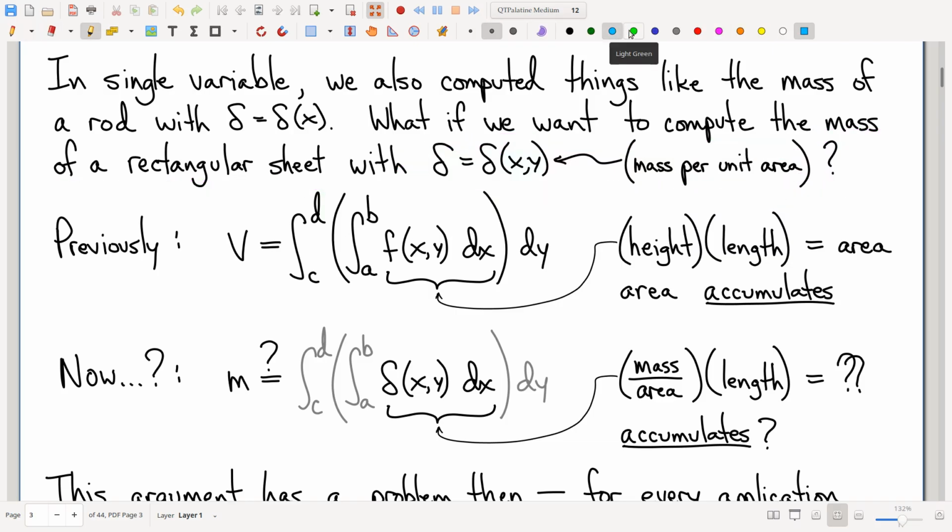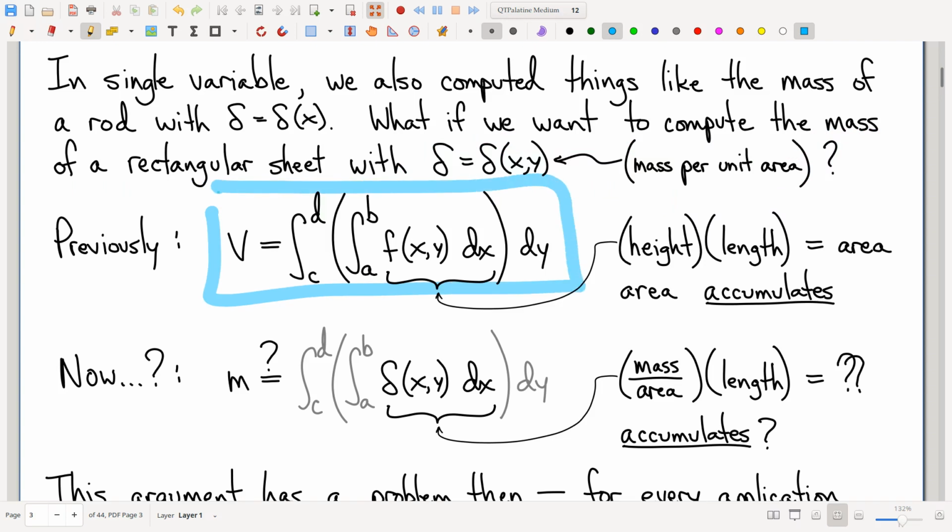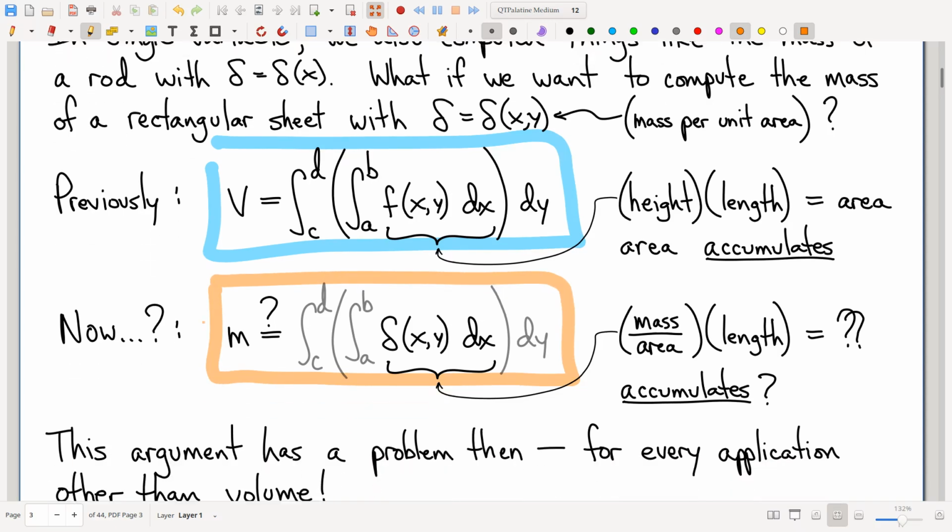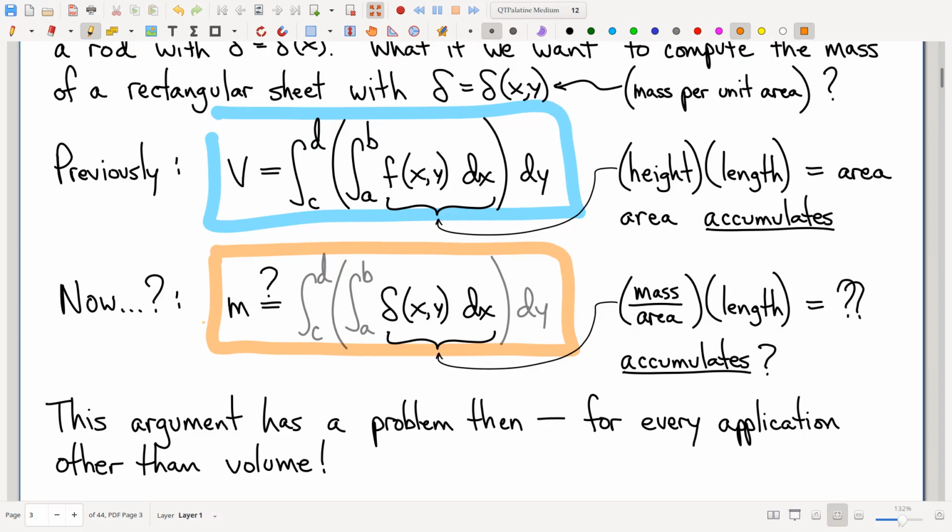Well, here's what worked for the volume question. Here's what we, fingers crossed, are hoping will work for the mass question. And sorry to report, there's a nasty, nasty problem with this argument. It doesn't work. It really, really doesn't work. Here's where the problem's going to come up.